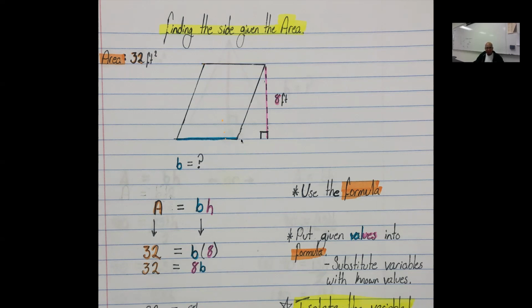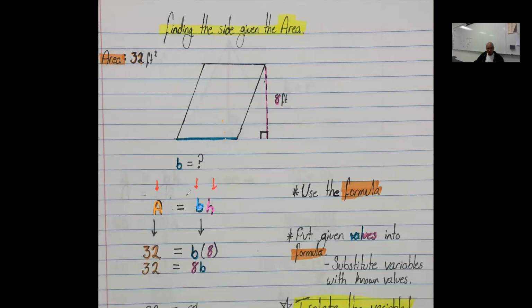But we don't know the base. Remember, the way that we get area for a parallelogram is we do base times height. But I don't know the base. So that's okay, ladies and gentlemen. Notice that there's three elements. We need the area, where we have the area, we have the base, and we have the height.